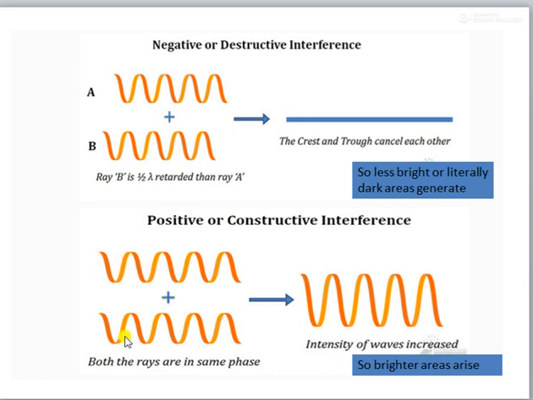The lights which have been coming from the 2 points would be like crest and crest. This is the trough and here also is the trough. So they will combine together and you will get a constructive interference. And in the case of those regions where there is a change in refractive index, there would be phase changes. And so a negative or destructive interference would result, and those regions will appear to be less bright in nature.